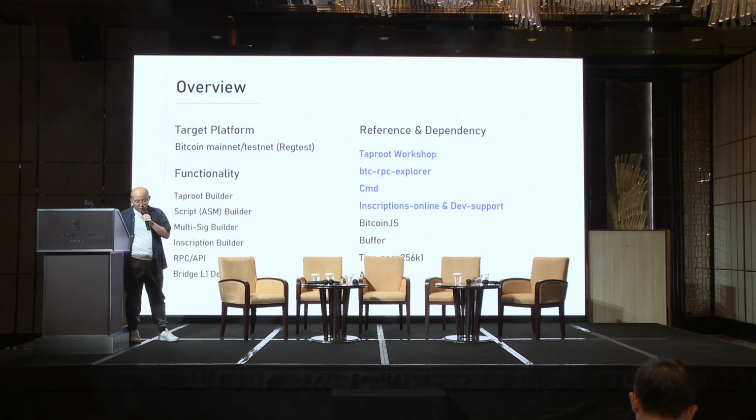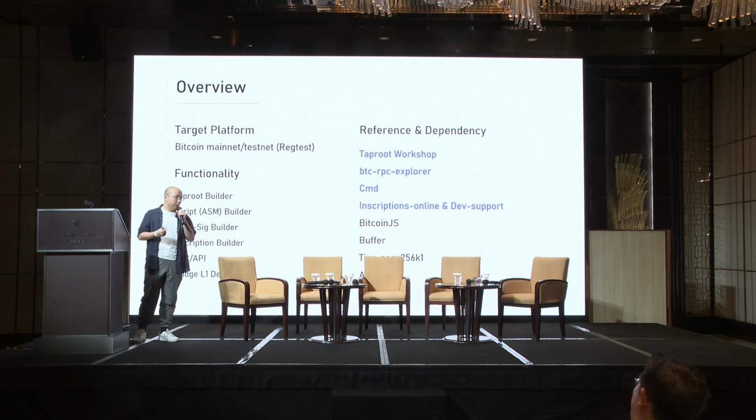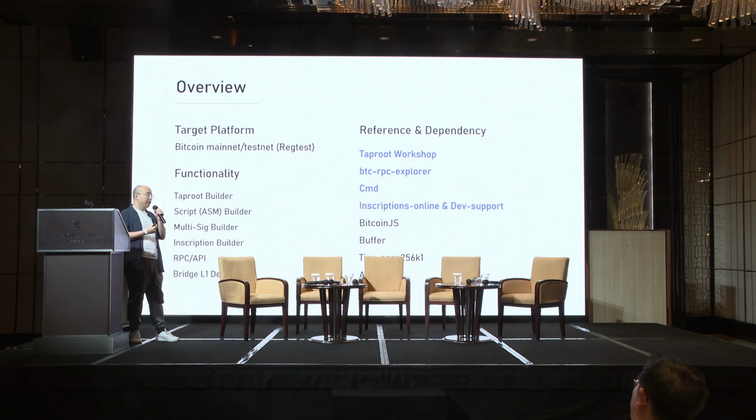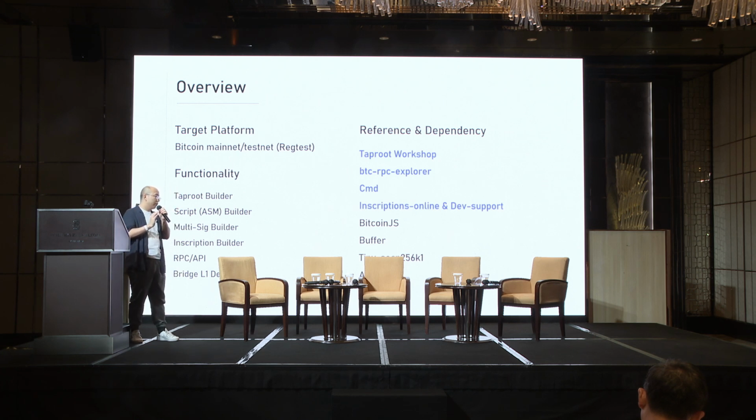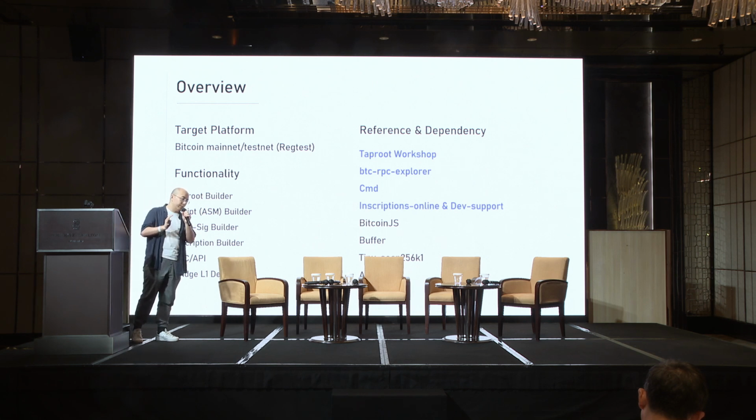And here is the basic detail of how our open lib is going to work. The first thing is that it can work on mainnet, testnet, and the regtest network. The basic functionality we have achieved for now is the Taproot builder and the ASM builder, which you could use to build Bitcoin script as you like. We have offered lots of templates, including how to make a multisig wallet, a degrading wallet, degrading address, and how to build a Taproot with multiple tapscripts.